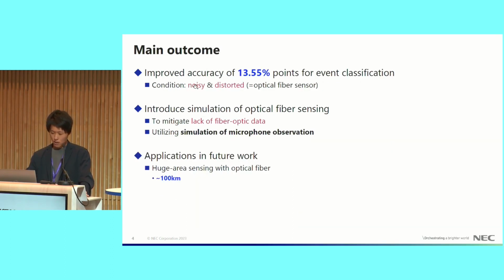Finally, this is the main outcome. The proposed method improved the accuracy by 13 percentage points for event classification using the ESC-50 dataset, under noisy and heavily distorted conditions. This is the kind of optical fiber sensing situation. We also introduced a simulation of optical fiber sensing, to mitigate the lack of fiber optic data.